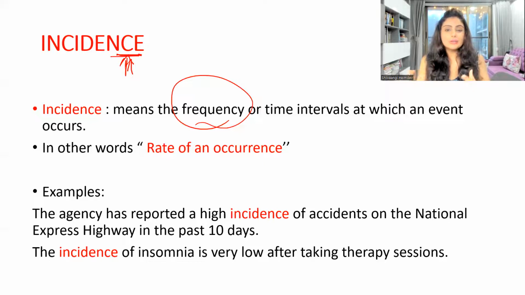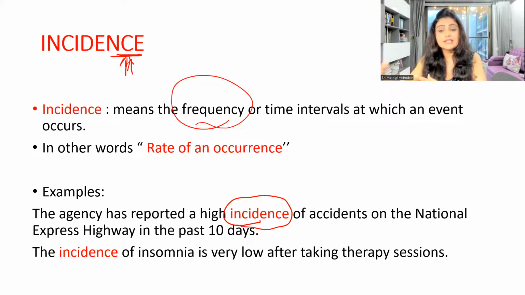The agency has reported a high incidence, which means high frequency, of accidents on the National Express Highway in the past 10 days. Which means that in the past 10 days, the incidence of accidents was very high. The incidence was very high, which means the frequency was very high.